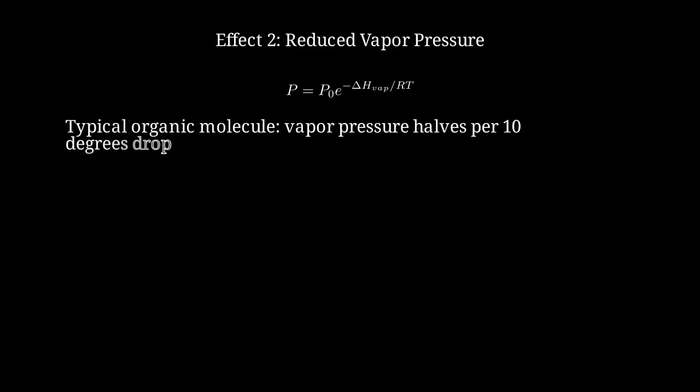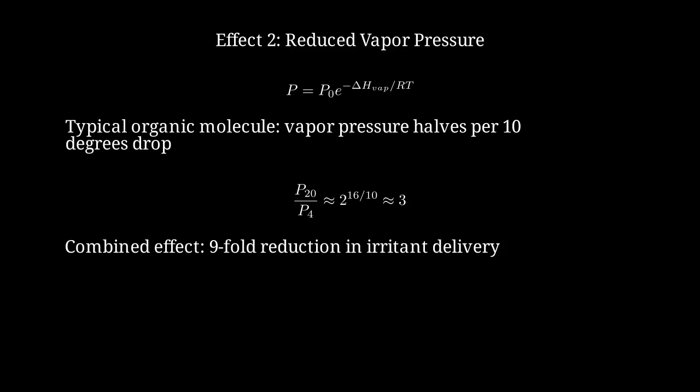The second effect is even more important. The vapor pressure of the lacrimatory factor decreases exponentially with temperature. Vapor pressure P equals P0 times e to the negative delta H vap over RT, where delta H vap is the enthalpy of vaporization. For typical organic molecules, vapor pressure roughly halves for every 10 degrees Celsius decrease in temperature. So chilling from 20 to 4 degrees Celsius reduces vapor pressure by about a factor of 3. Combining both effects, slower production and lower volatility, we get approximately a 9-fold reduction in the rate of irritant delivery to your eyes. This explains why chilled onions cause fewer tears.